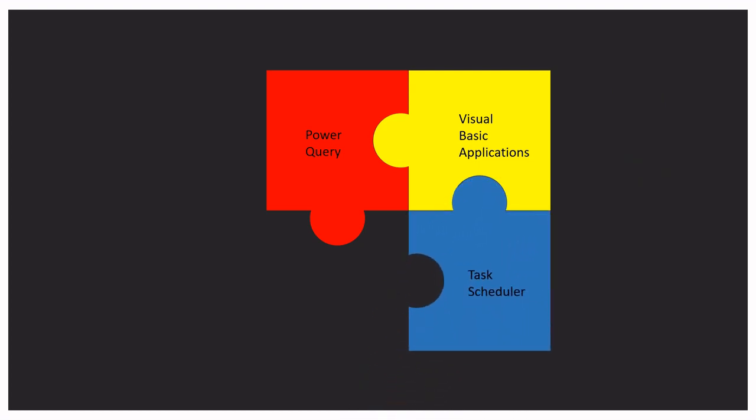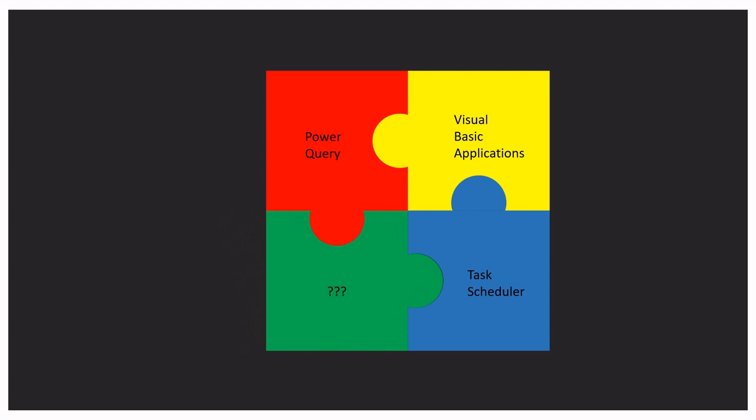The third requirement is Task Scheduler. It is a built-in tool in Microsoft Windows that allows you to schedule tasks to run automatically at specified times or intervals. You can use Task Scheduler to automate tasks such as running scripts or programs. We will use it to schedule data refresh in Excel. The fourth requirement will be unfolded towards the end of the video.